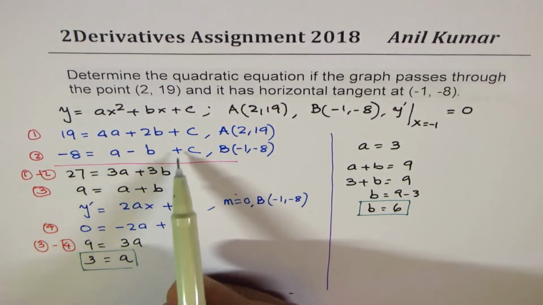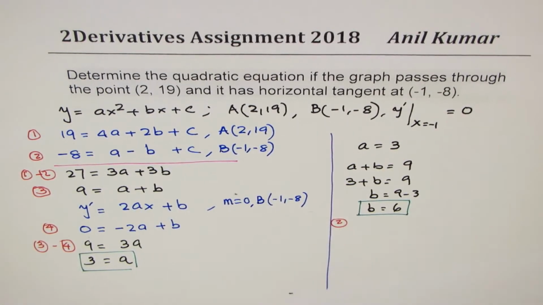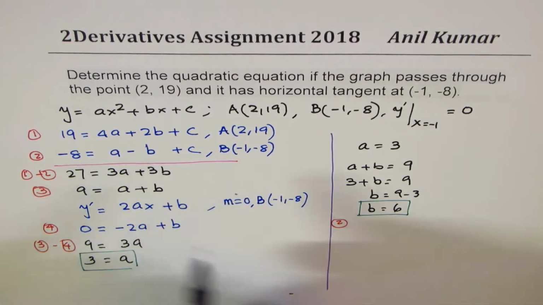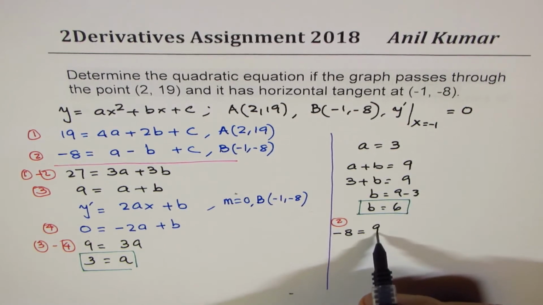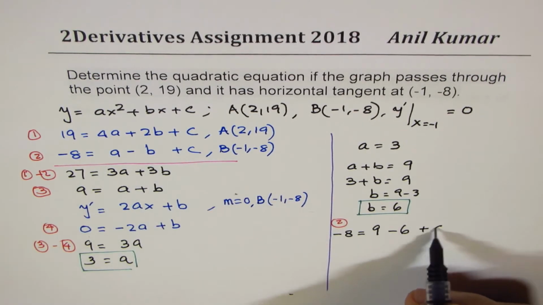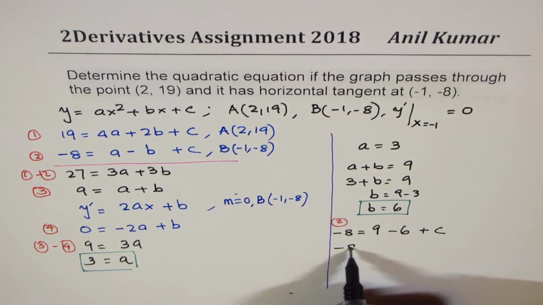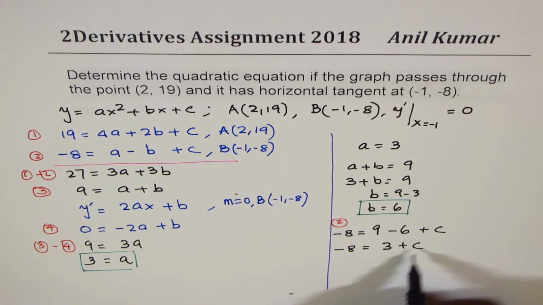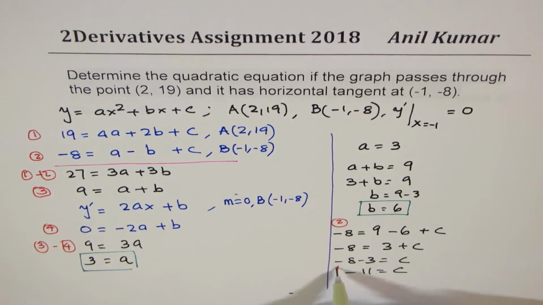To find c, we could use one of our earlier equations. Equation number 2, let's take equation number 2, which is simpler, where minus 8 is equal to a minus b plus c. a is 9, so I'm writing 9 here, minus b, which is 6, right? Plus c. So 9 minus 6 is 3, so it is minus 8 equals 3 plus c, or minus 8 minus 3 is c. So minus 11 is c. Is it okay? So you should check the calculations, and I hope you get the same result.